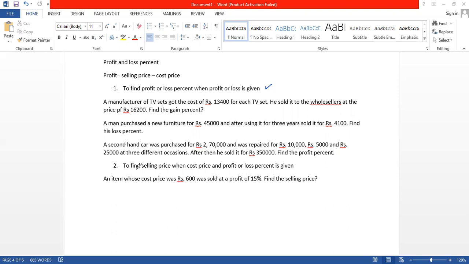Then the second is to find selling price when the cost price and profit or loss is given. This one is also simple because usually the cost price is given to you and you can apply the profit and loss percentage very easily. And we'll do a practice question for this as well.